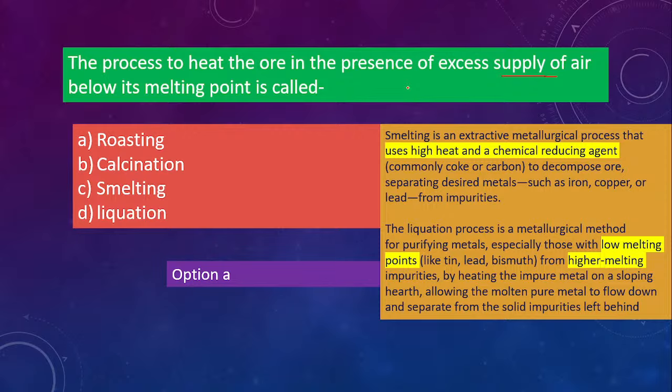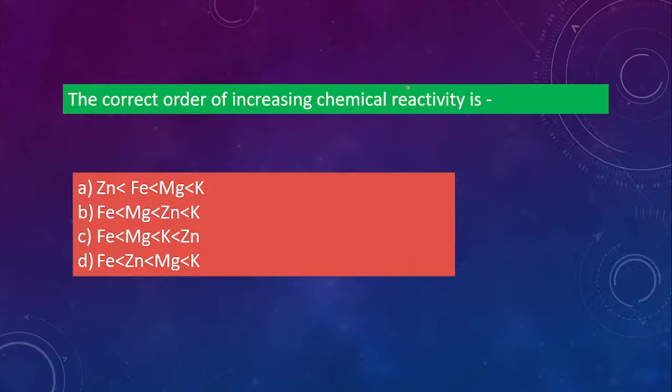Okay, that's the next one. The correct order of increasing chemical reactivity is. You have to say in increasing order. So here, what you have to do is know the reactivity series. In the reactivity series, you have to go from least reactive to most reactive. Which one out of these four options is the correct answer? Okay, so tell me.